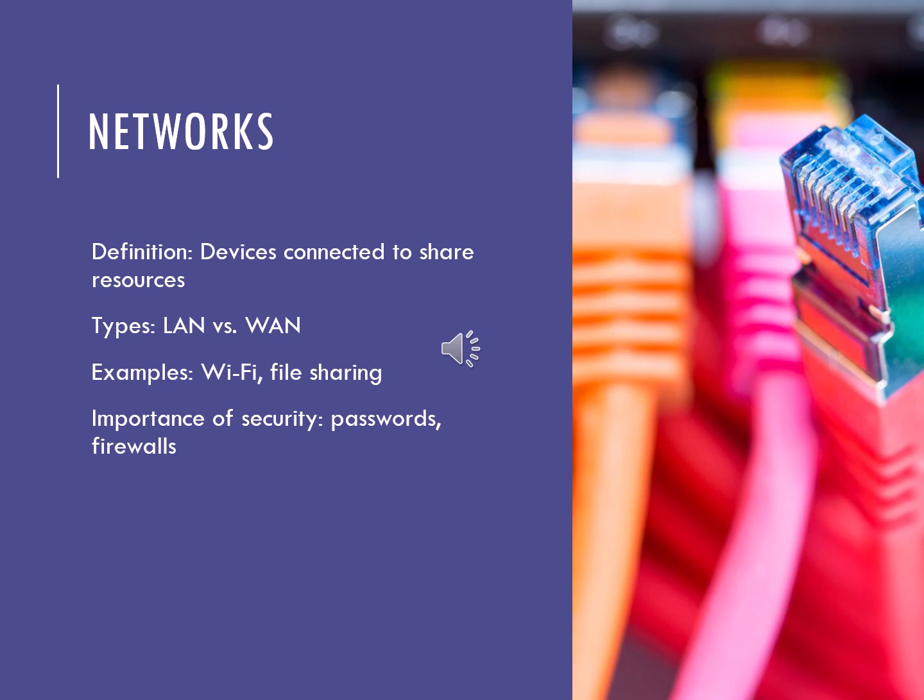Next are networks. The definition of networks is devices connected to share resources. Different types of networks are LAN cables, which are used for short connections, versus WAN cables, which are used for long distance connections. They vary from city to city or even country to country. The image that you see on the screen is a LAN cable. So with that LAN cable, you will connect it into your Wi-Fi router or box, and the other end you will connect into whatever device you need to get a strong connection.